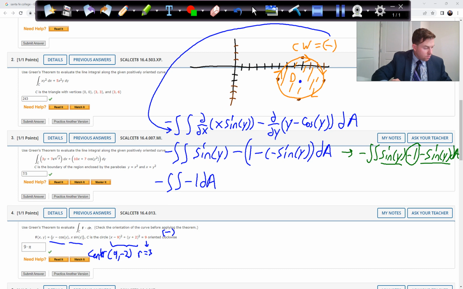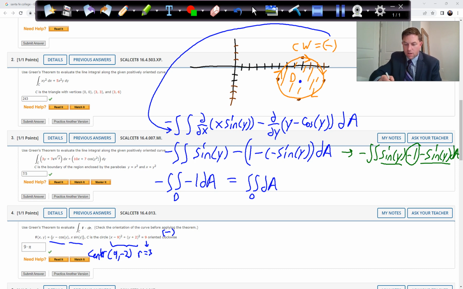Okay, but what we want to do is change this. Actually, we don't want to change this. So this is equal to, the two minuses cancel, and 1 times dA is just dA. This is just the area of region D. So there's nothing magical about this. This is the area of a circle of radius 3. Doesn't matter that it's been shifted away from the origin.